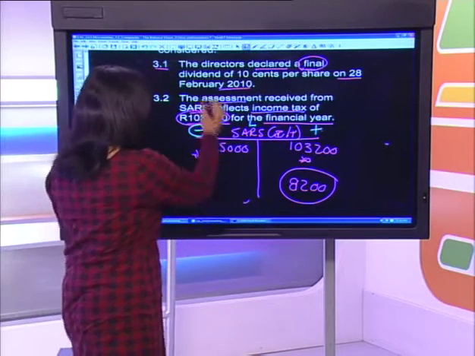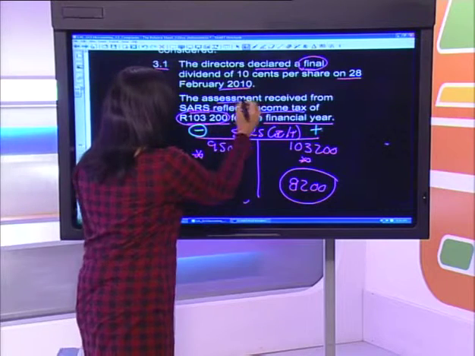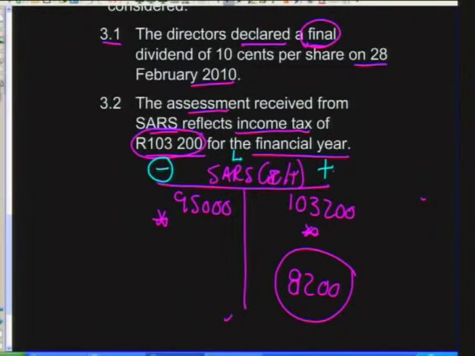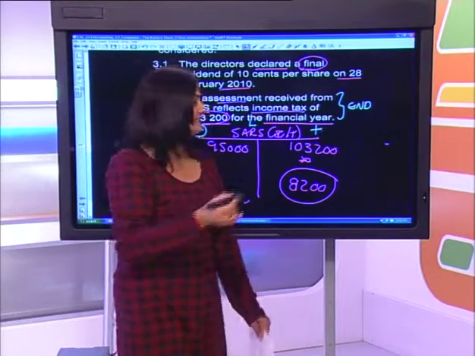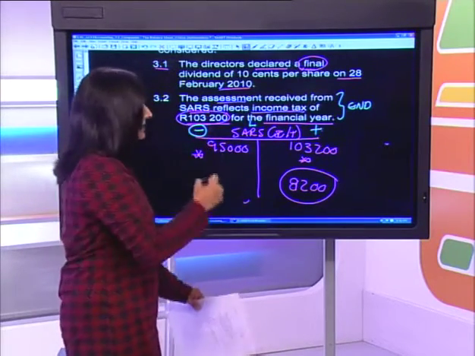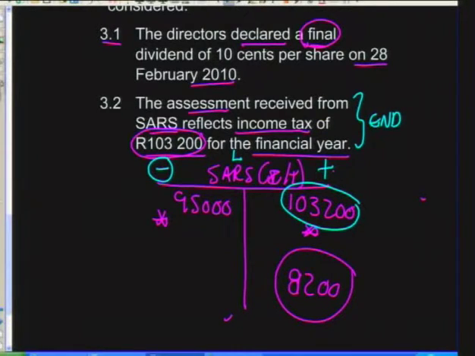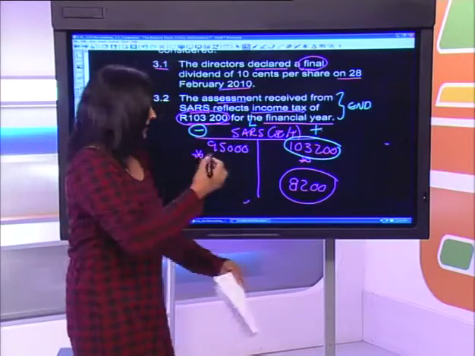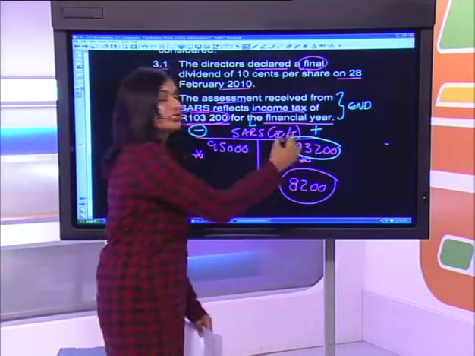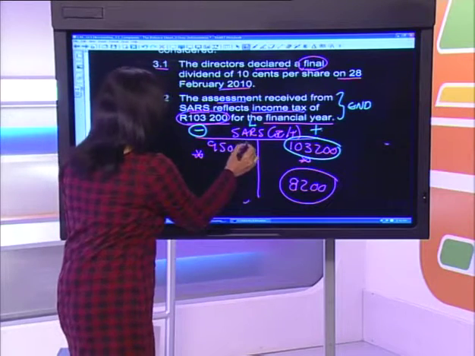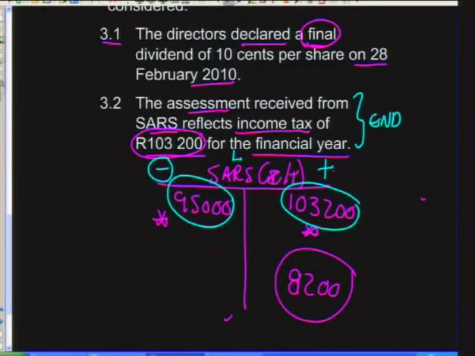I am also told in the adjustment itself, the assessment received from SARS reflects income tax of 103,200 for the financial year. In other words, at the end of the year, the receiver of revenue has now sent the business its tax assessment, and the tax that the business should be paying is this amount of 103,200. Okay, now if we look at, this is how much we should pay the receiver, this is how much we have already paid the receiver.